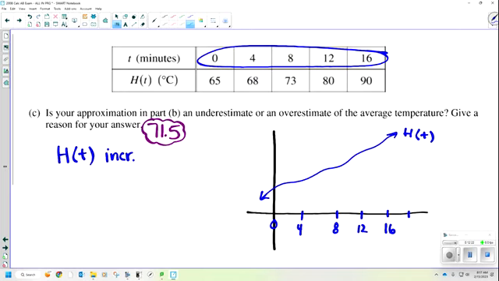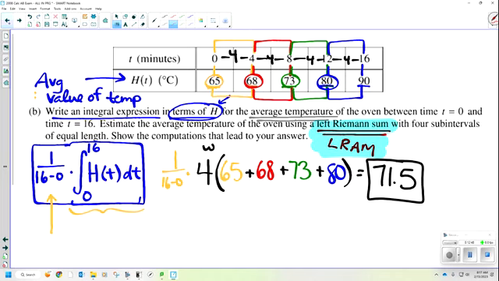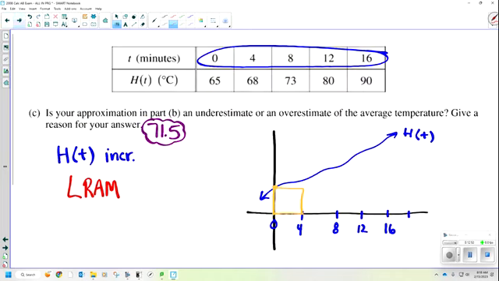H is increasing, and we used an LRAM. That means the left corner of each one of our rectangles is the one that actually touched our blue curve, H of T. So our first one, which was orange, touched right there. Our second one, in part B, if you go back, you see I color coordinated these columns up top. The red one touched here. The green one touched here. I think you guys are kind of getting it. And the blue one, oh, I do blue on blue. Shame on me, is here.